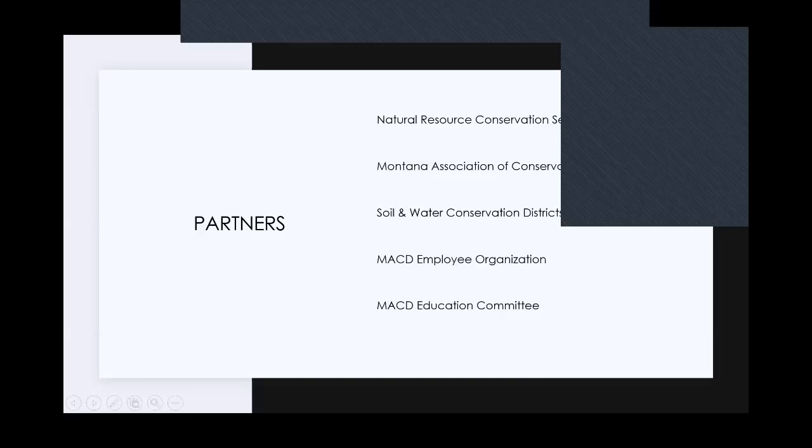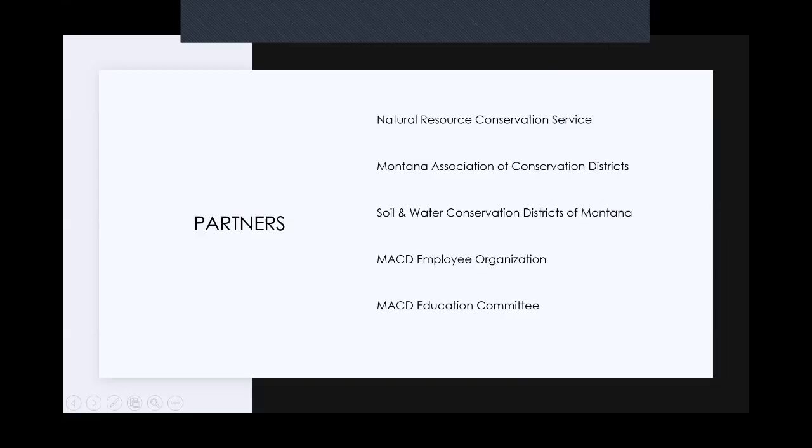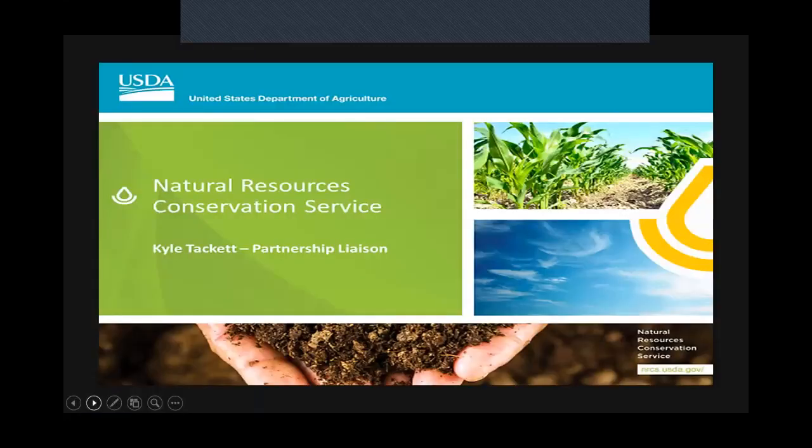So we're going to switch gears here a little bit, and we're going to turn this over to our partners. We have some of the main partners that work with conservation districts: NRCS, the Montana Association of Conservation Districts, MECD, the employee organization, and some of the other committees from MECD. So today we're going to start off with NRCS, and I believe Kyle Tackett is on the phone today to talk about their partnership with conservation districts.